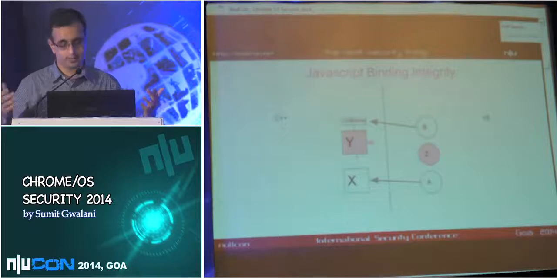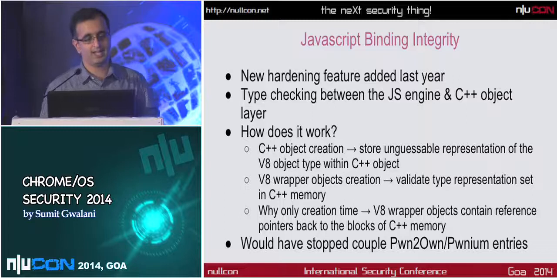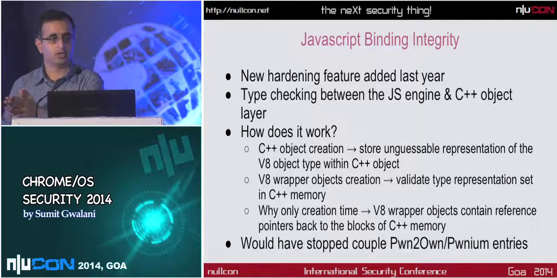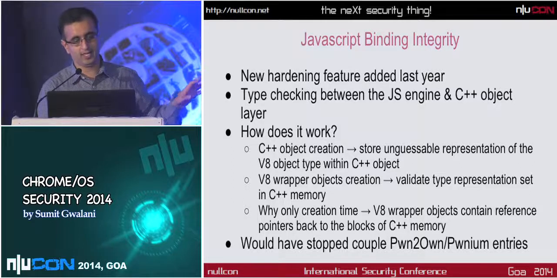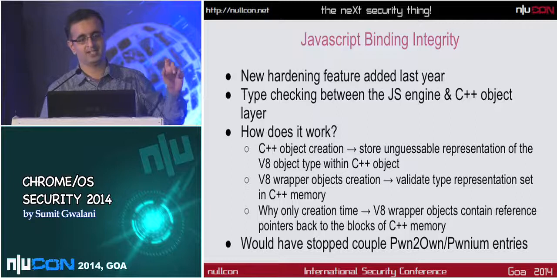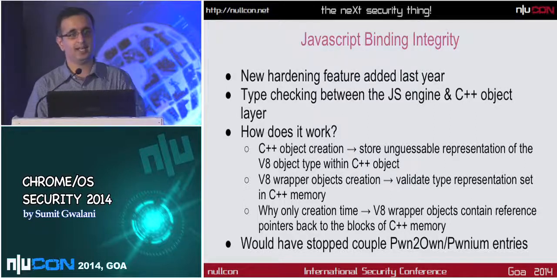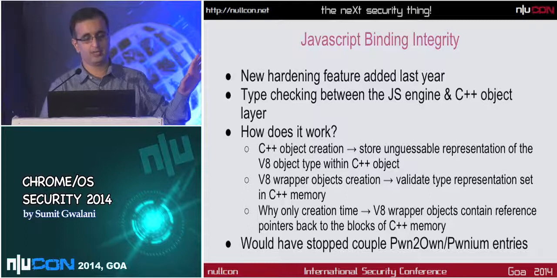So what do you do about it? A new hardening feature that we added last year was adding type checking between the JavaScript engine and the C++ object. So how do we go about doing this? Basically, when you create the C++ object, say Y, you store an unguessable representation of the V8 object type. We can do that because of our ASLR defenses, and basically store it selected at the side within the C++ object.